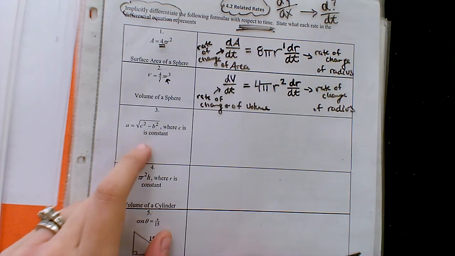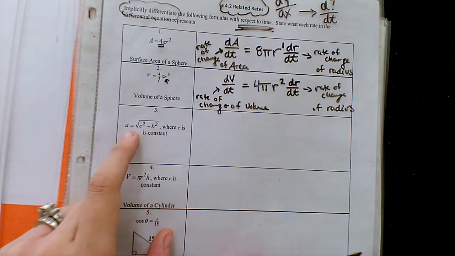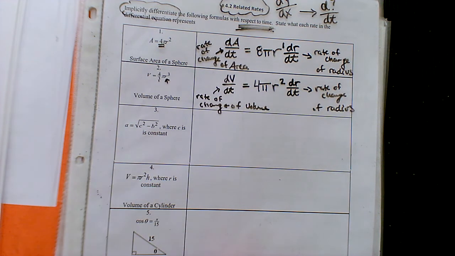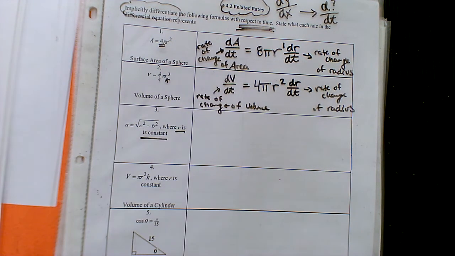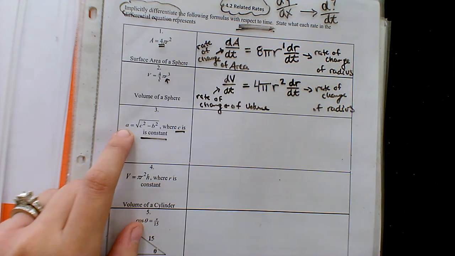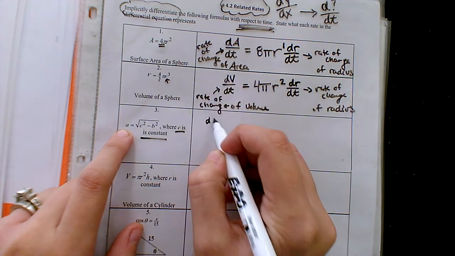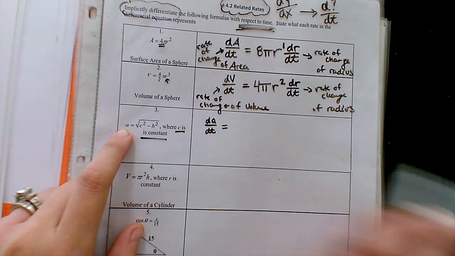All right, let's try one that's a little bit different. We have this equation, it kind of looks like the Pythagorean theorem a little bit, just rearranged. They're telling us that c is a constant. It is a number. So let's see if we can take our derivative all the way through. How do you want to write the derivative of a? dA over dt. All right.